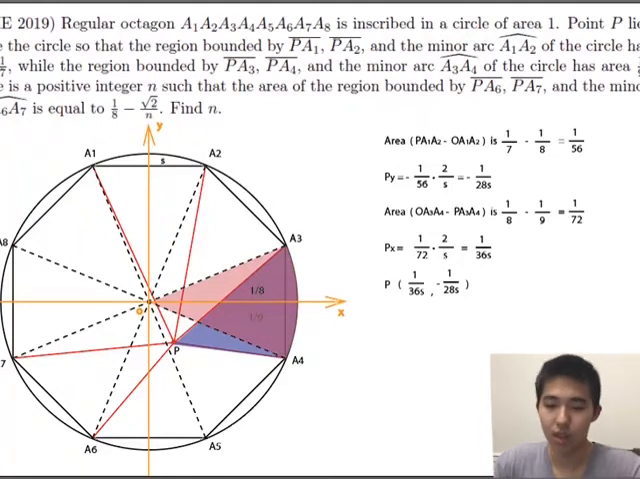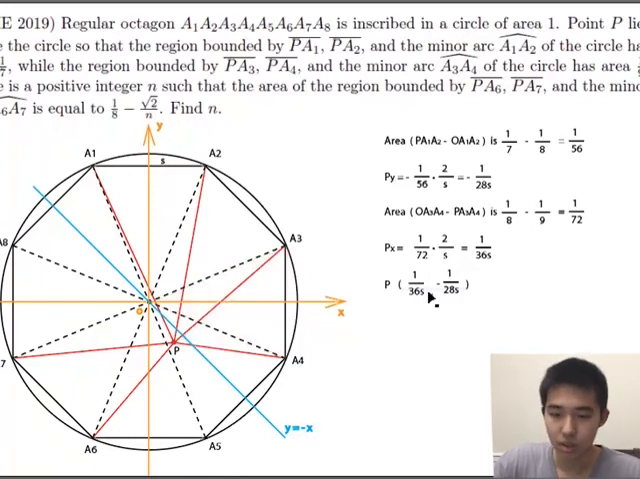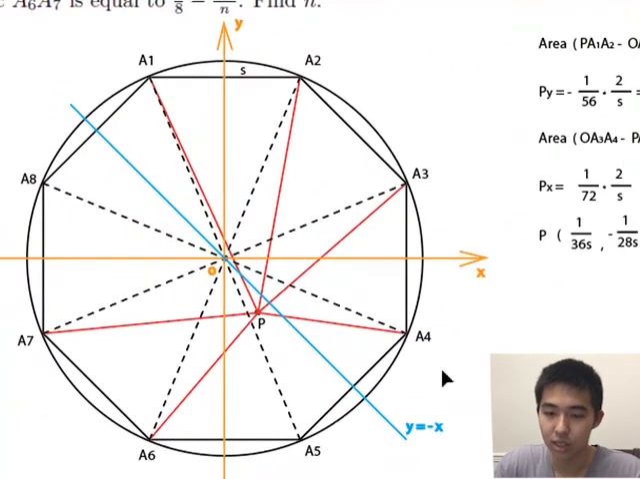So how can we find the area of PA6A7 compared to the area of OA6A7? So notice that A6A7 is parallel to the line y equals negative x. So that would be this diagonal line that we have here. So now what we want to do is find the distance from P to this line y equals negative x, since that would tell us the area difference between PA6A7 and OA6A7.